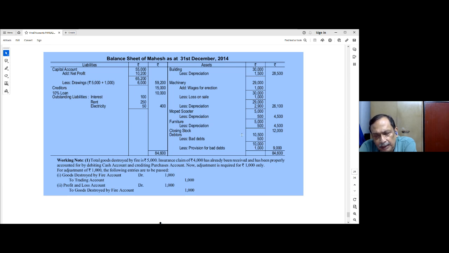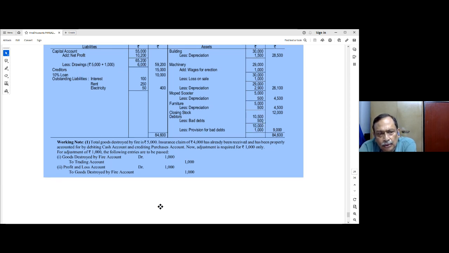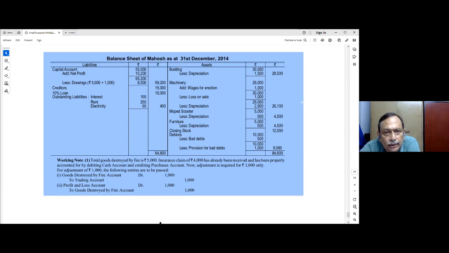Now adjustment is required for rupees 1,000 only. For adjustments of rupees 1,000, the following entries are to be passed. That is, goods destroyed by fire account debit 1,000 to trading account 1,000. Then profit and loss account debit to goods destroyed by fire account.